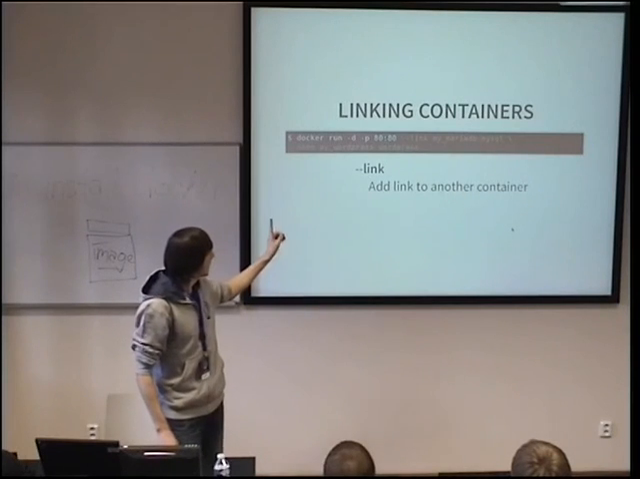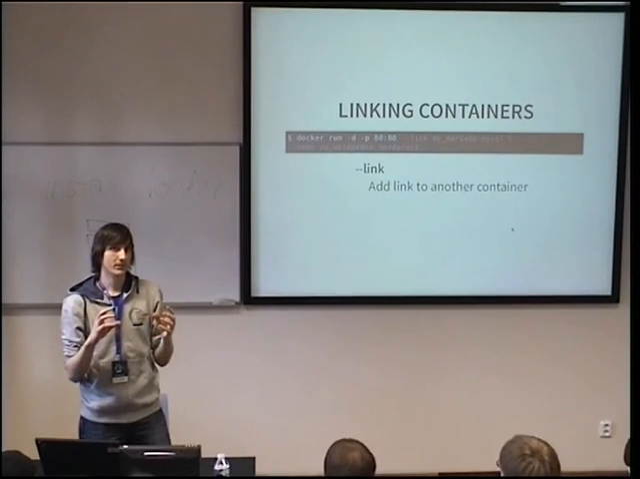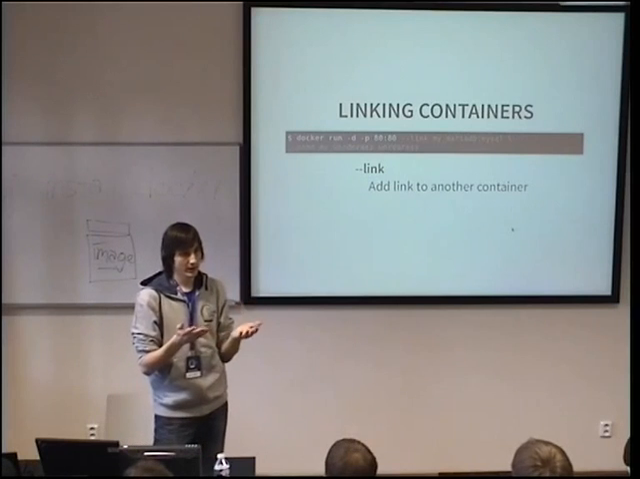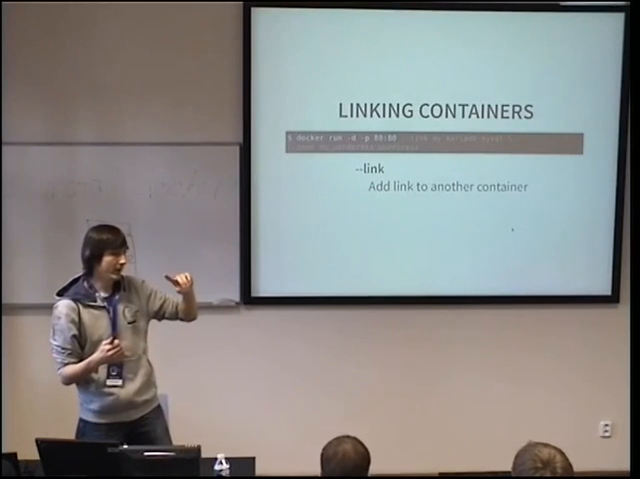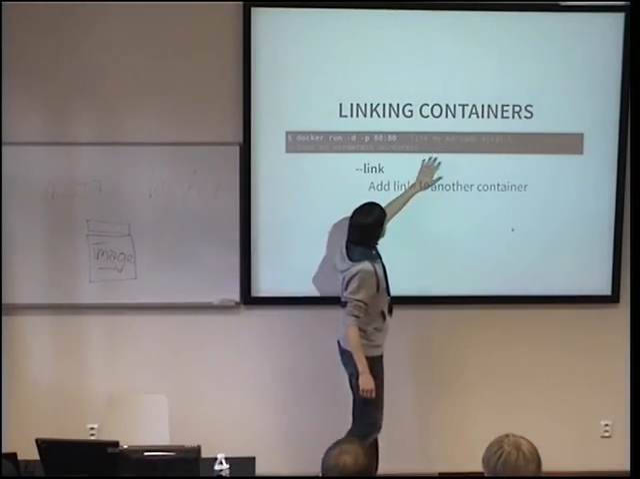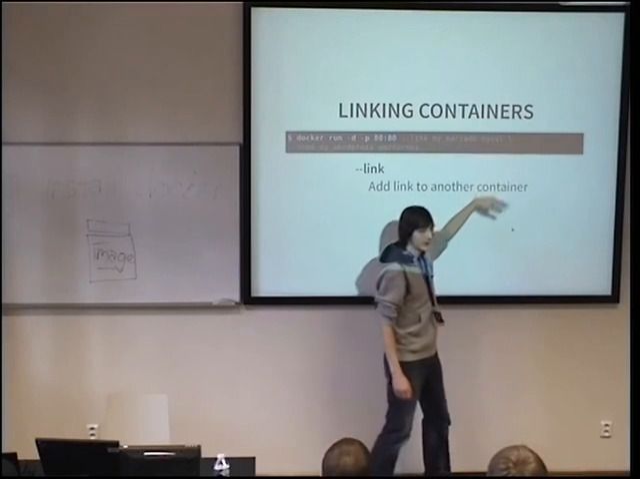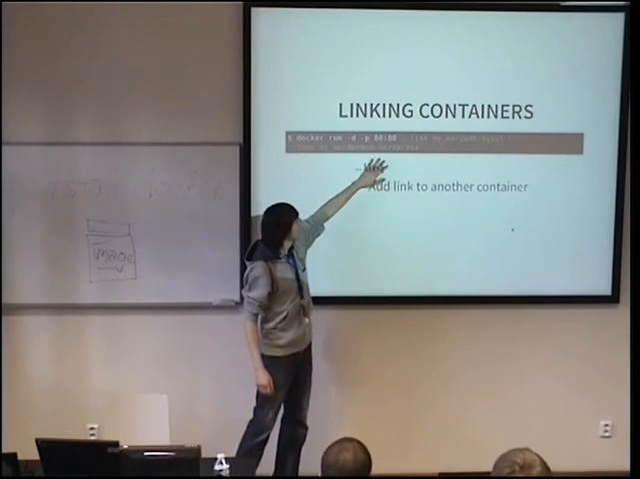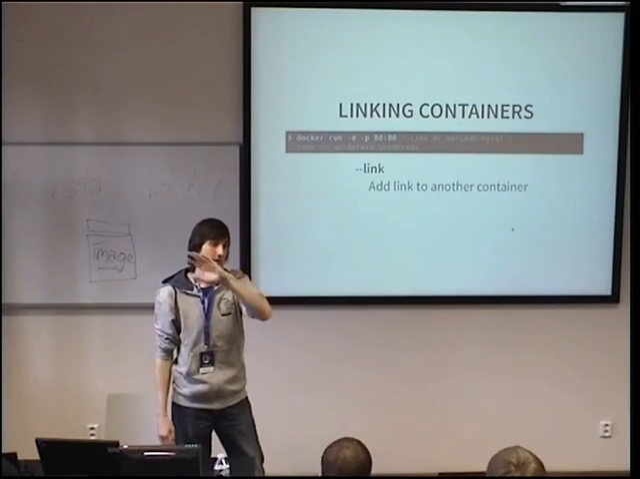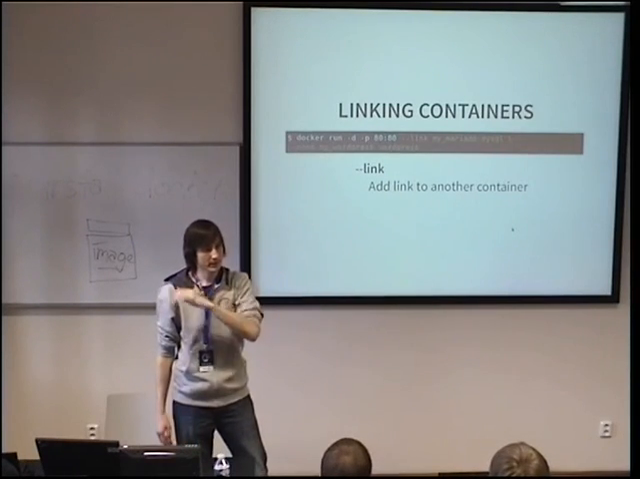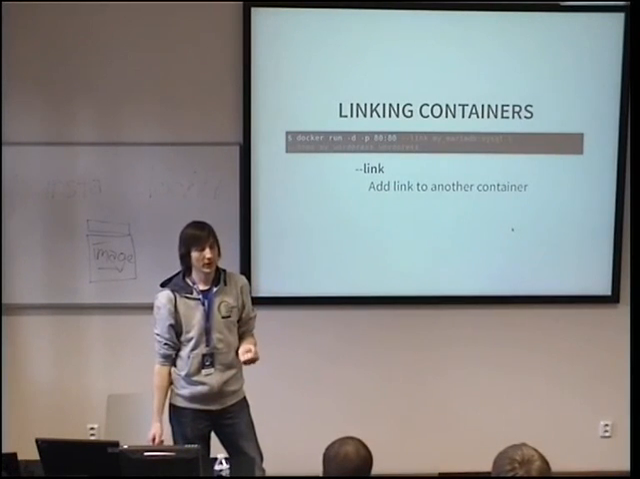So I use the link parameter option, which enables communication between the two containers on the private interface, and also injects environment variables. This is the name of the MariaDB container, and I say I want to link it with the MySQL alias. And in my WordPress application, there will be some variables like MySQL underscore IP, MySQL underscore port, and so on. So in WordPress, I can use those variables and connect to the MariaDB container.